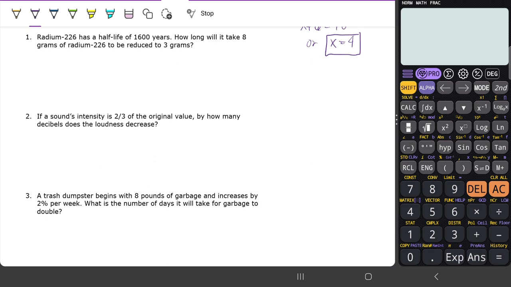We have here a radioactive element, radium-226, with a half-life of 1,600 years. How long will it take 8 grams of that element to be reduced to 3 grams? So, anong application nito? We have here exponential decay. Okay, so ano yung ating equation for exponential decay?